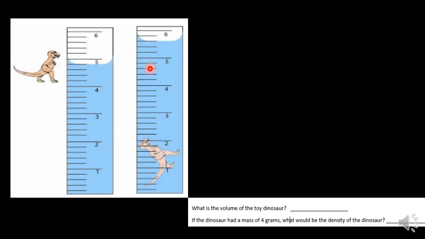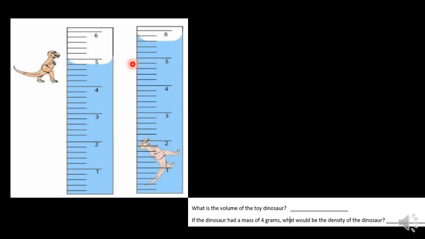When you drop the object in, this is called displacement. The volume of the dinosaur is going to push the water up and out of the way. It displaces the water and it rises in the graduated cylinder. And however much it rises, that tells you the volume of the object that you dropped in there.